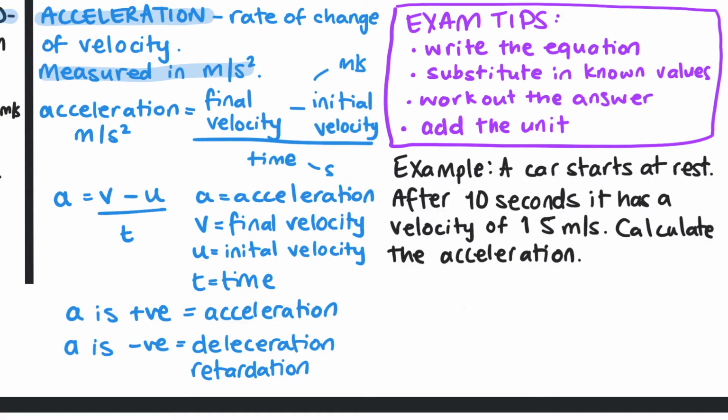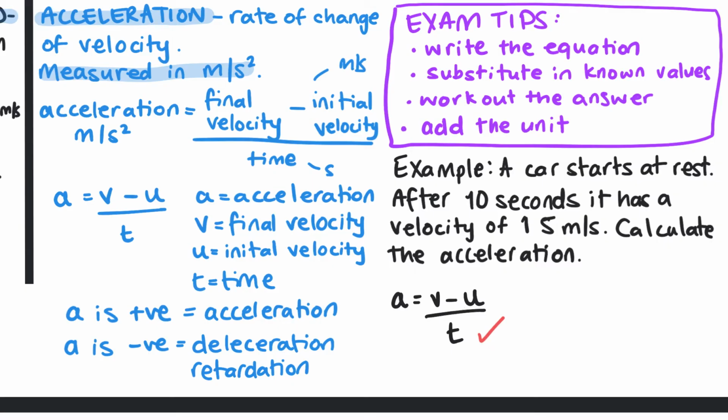So we have a car that starts at rest and after 10 seconds it has a velocity of 15 meters per second. Calculate the acceleration. So first thing we're going to do is write out the equation. Acceleration is what we're trying to find, so the equation we need is A is equal to V minus U divided by T. So let's see what values we can put in.